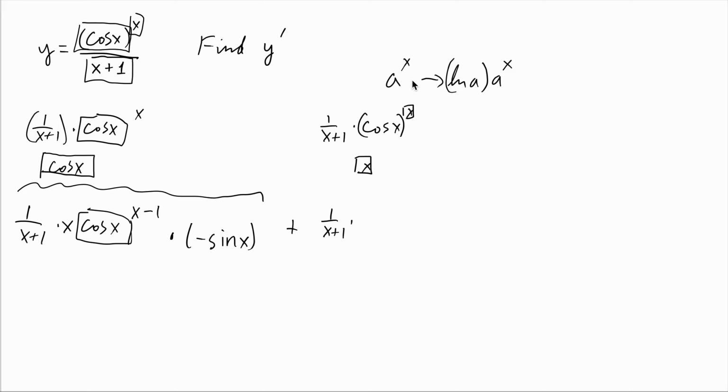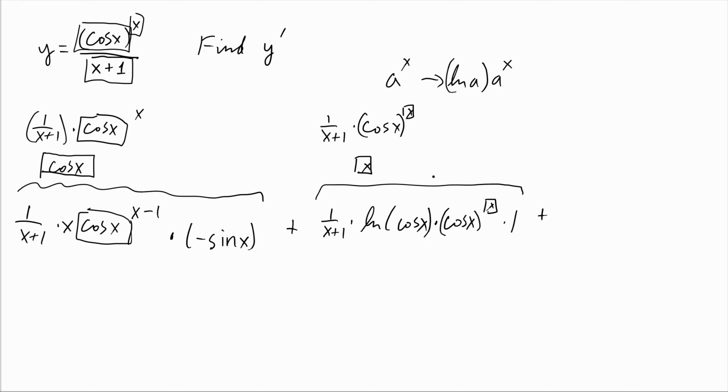So we use the same idea: ln of the base. The base is cosine, so ln of cosine x times the base raised to the variable, which in this case is x. Then you have to multiply by the derivative of the box. The box is x, and the derivative of x is just 1, so that's nice. All right, we're done with that box. We just have one more to go.